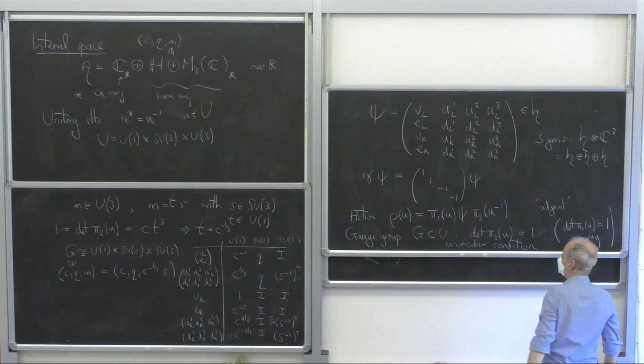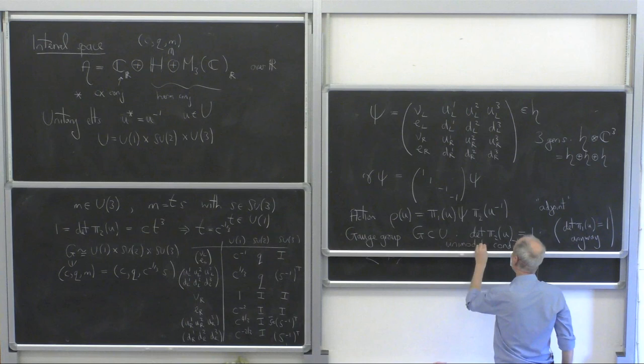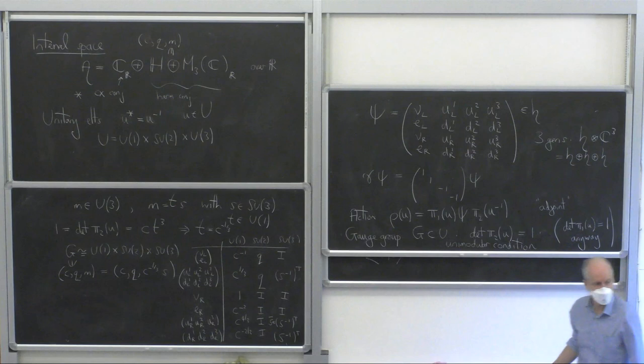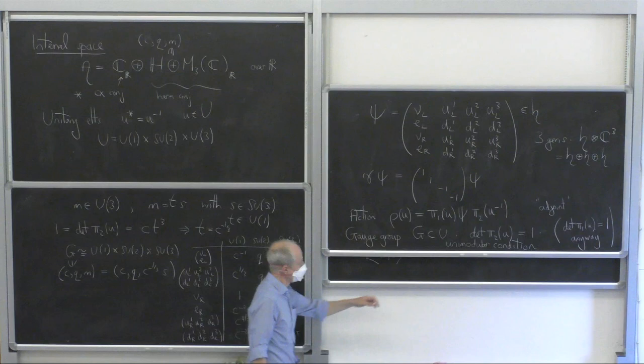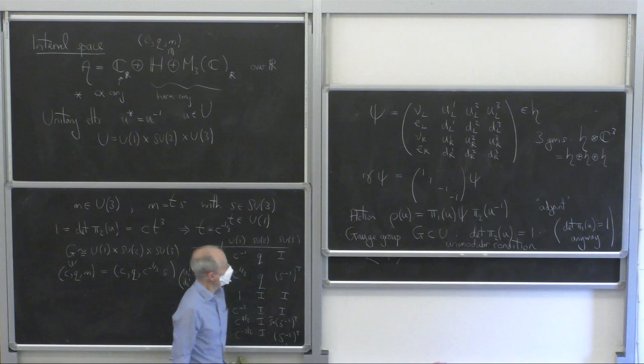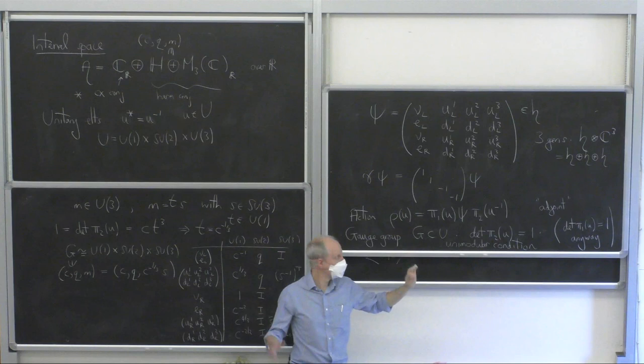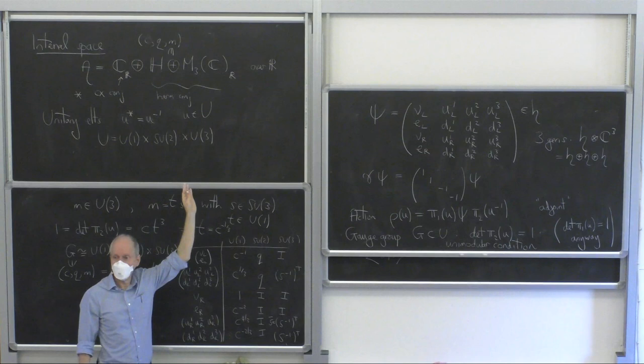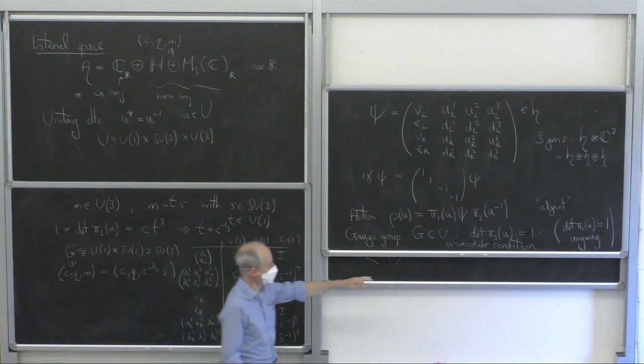Unimodular condition. A determinant being one is unimodular in some mathematical framework, so that's where the name comes from. You might ask, supposing I didn't have this, and I had the bigger group as the gauge group, this one here, what would happen? Well, the answer is your quantum field theory would have anomalies. So this unimodular condition is somehow related to the vanishing of anomalies in quantum field theory.